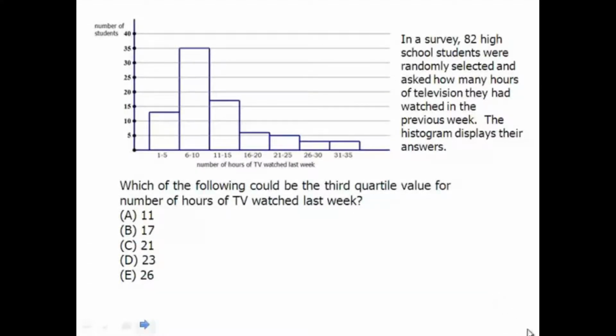Which of the following could be the third quartile value for the number of hours of TV watched last week? The third quartile. Let's think about this. If we made a list of the numbers, there'd be a first value, a second value, a third value. Somewhere down the list, there'd be a 41st value, a 42nd value, and then we'd get all the way down to the 82nd value on the list. Well, 41 is half of 82. So right here between the 41st and the 42nd number, that's the median of the list.